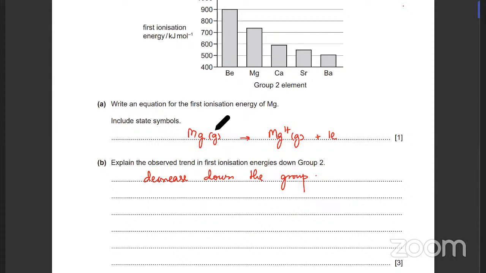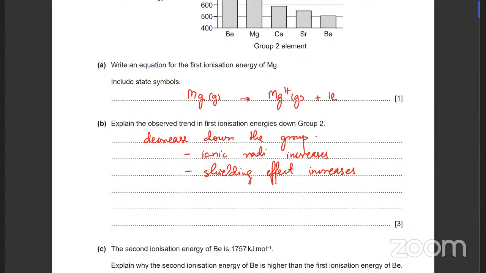Sir, because ionic radius increases. Okay, so one factor is that the ionic radius increases. What's the other one? Shielding effect increases. Okay, so we've got another one, which is shielding effect increasing. So the number of shells increase, or the shielding effect increases. So that's why ionization energies decrease down the group.